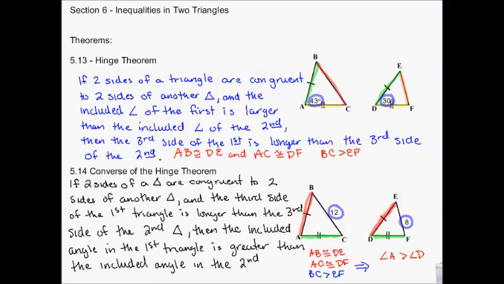So it's kind of like what we were doing before, where in one triangle a bigger angle was across from the largest side of the triangle. But now we're talking about two triangles. But it's still the same idea. The bigger angle creates the bigger side. The bigger side is across from the bigger angle.